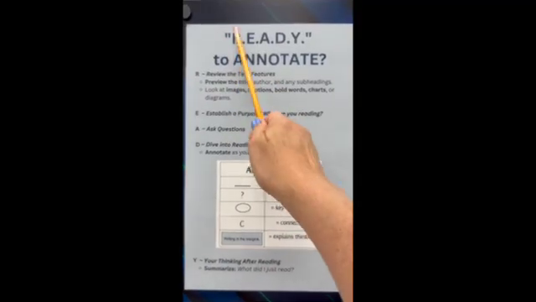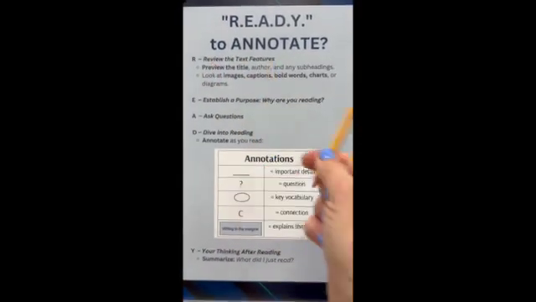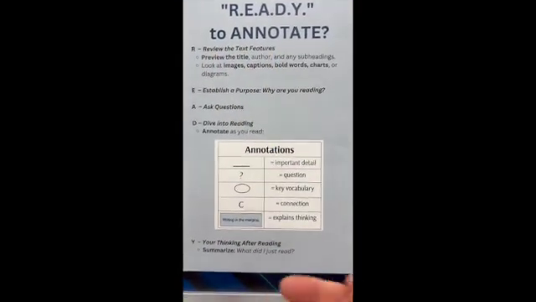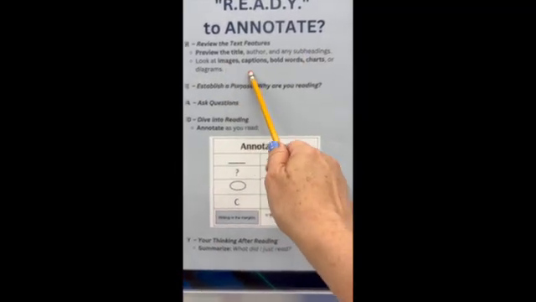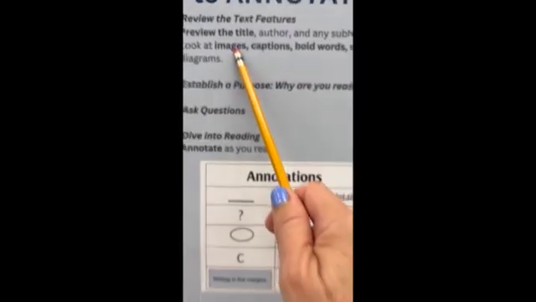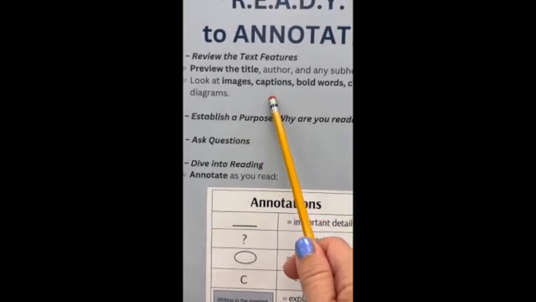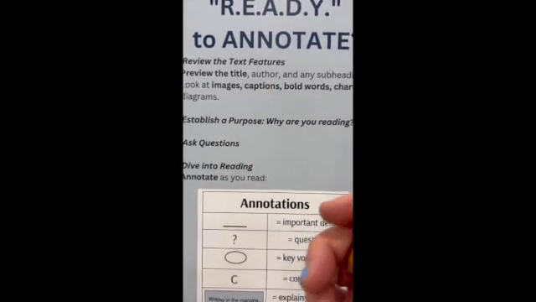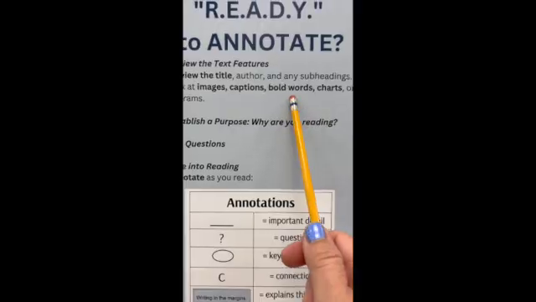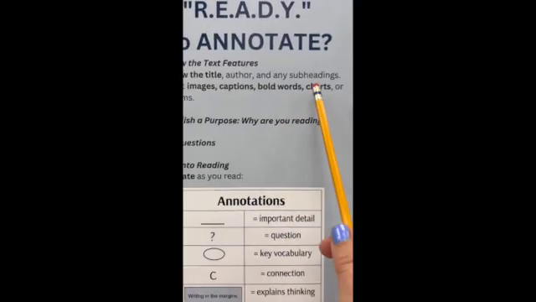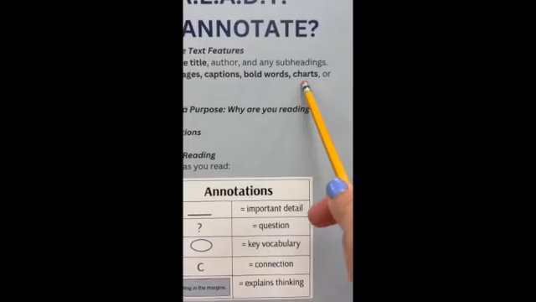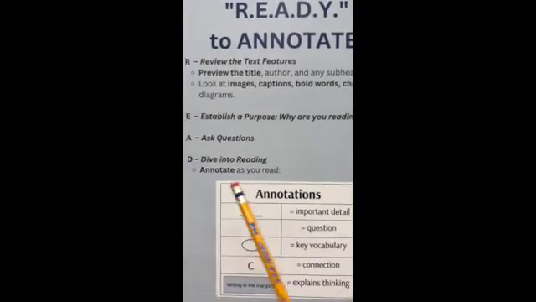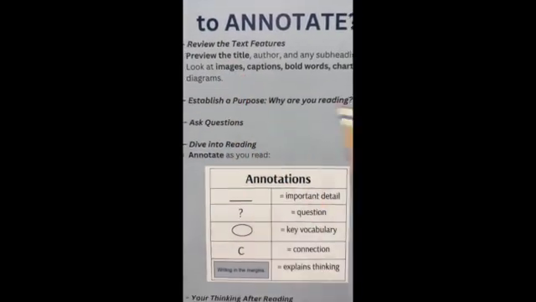So the R means to review the text, or in our case the music, and preview the title, author, any subheadings. Look at images, which could be symbols for us. Captions could be Italian words, bold words, dynamics, charts. Also the staff and music notes. Do you have any notes that you don't understand? And diagrams. Well, let's do it.